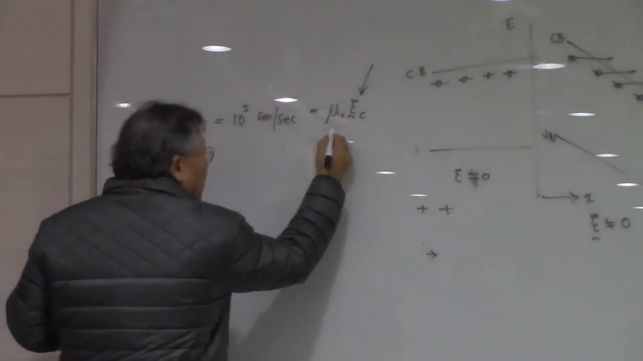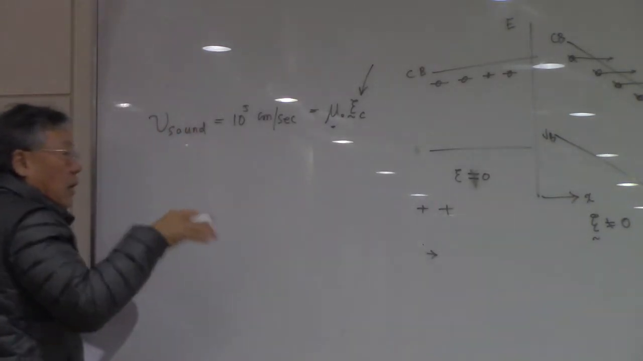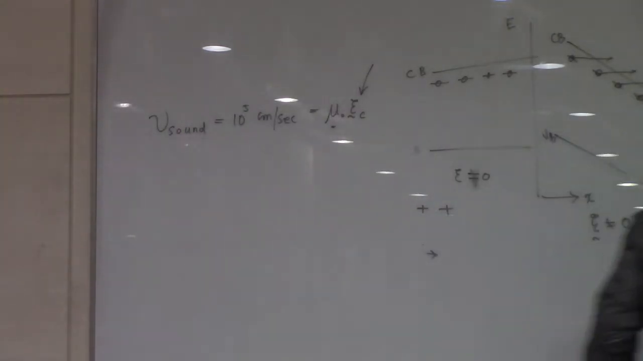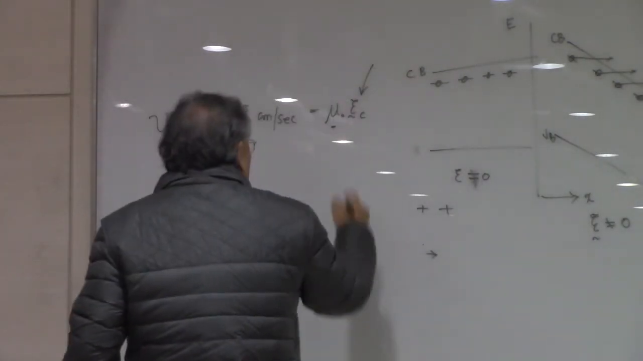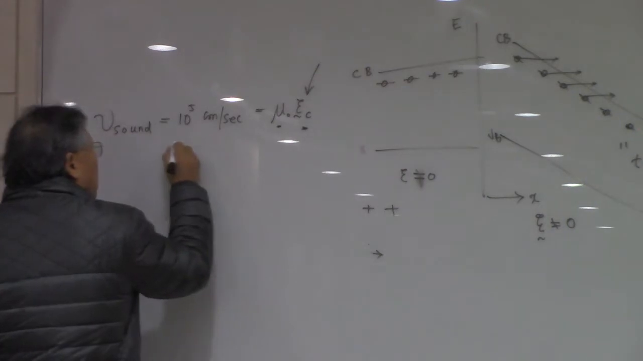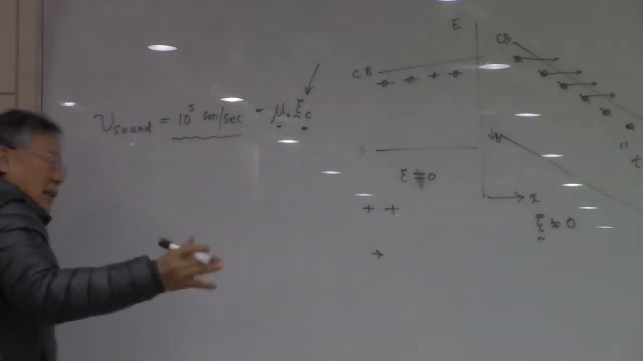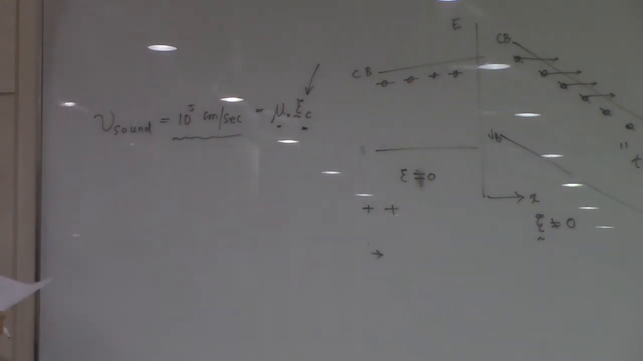This is the material constant. The constant values were here, mu naught, okay? And then the critical electric field happens typically on the velocity of the sound.